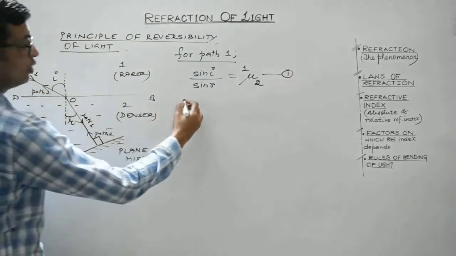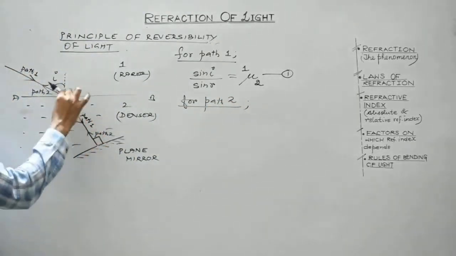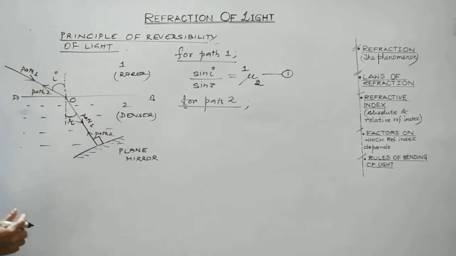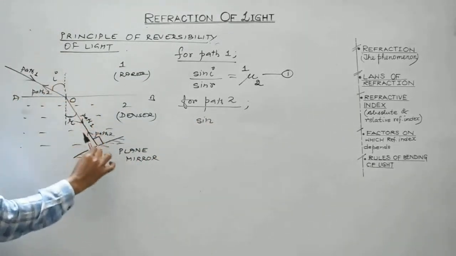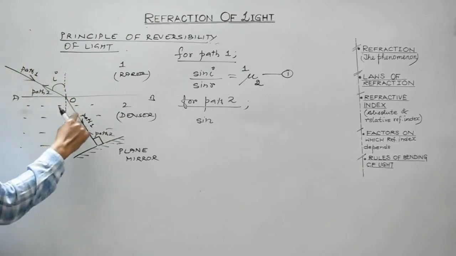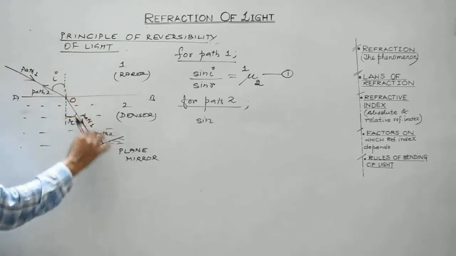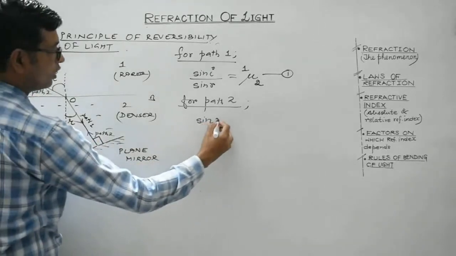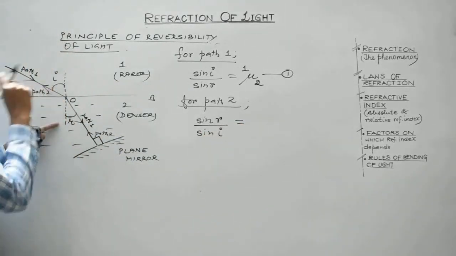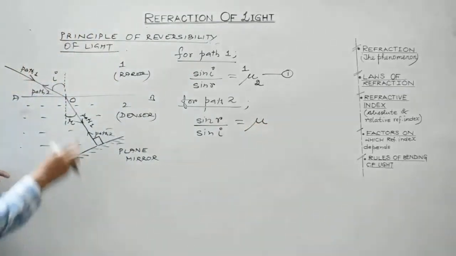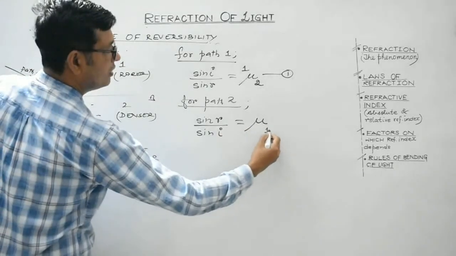Clear? Now apply Snell's law for path 2. We are dealing with this particular path when it is retracing in its opposite direction. So again apply Snell's law at point 2. Now when the light travels along this path, this will be the incident ray and this will be the refracted ray. This will be the angle of incidence, this will be the angle of refraction. Right? I am dealing with this particular path, path 2. So in this case, sine of angle of incidence divided by sine of angle of refraction will be equal to refractive index of, for path 2, this is the angle of refraction. So it lies in medium 1. So it will be refractive index of medium 1 with respect to medium 2.